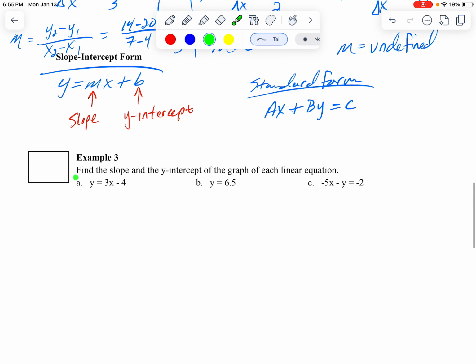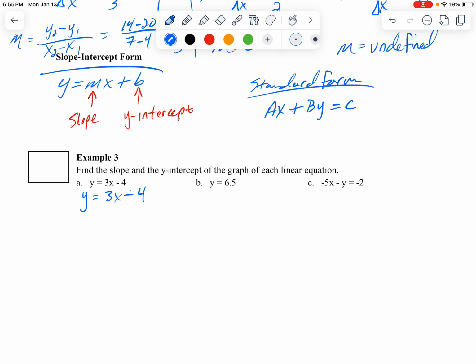So we are going to now find slope and y-intercept. And if these equations are not in slope-intercept form, we will want to get them into slope-intercept form. Like I already mentioned, this one is already there. Y equals 3x minus 4. This is my m, this is my b.